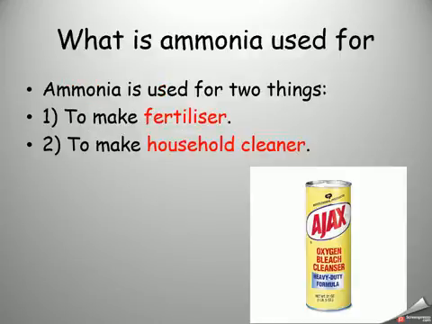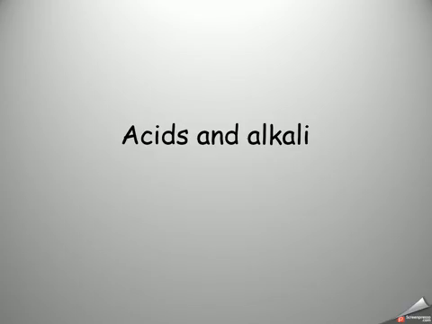Okay, so when we've made this amazing ammonia, what do we do with it? Well, first of all, the most obvious thing is that we make fertilizer. Second thing is we make household cleaner. And there you go. That is household cleaner right there. Okay, and that was the Haber process. Okay, acids and alkali. I'm going through this quickly, I know, but let's try and get through it.